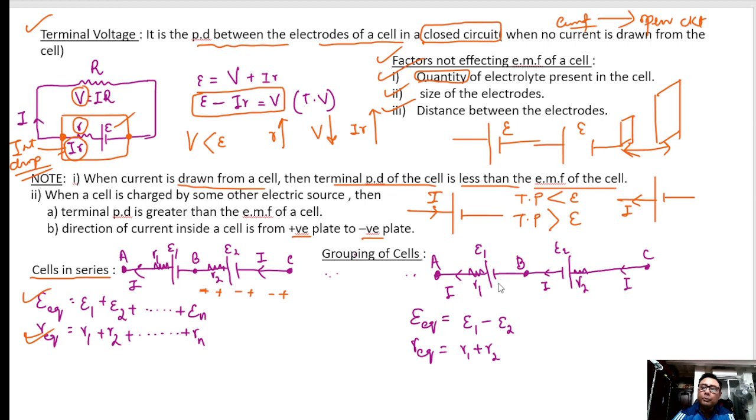But when the cells oppose each other, for example, positive, negative, and then negative and positive, so they oppose each other. Watch here. Let this be E1 with internal resistance r1, and this is E2 with internal resistance r2. They are connected in series, but they are opposing each other. So the equivalent EMF will be subtracted, but the equivalent resistance will always be added. Clear?